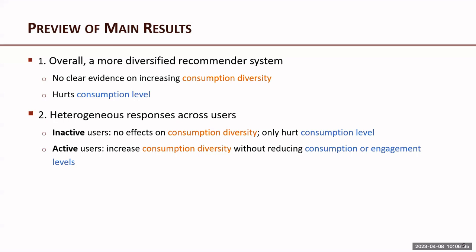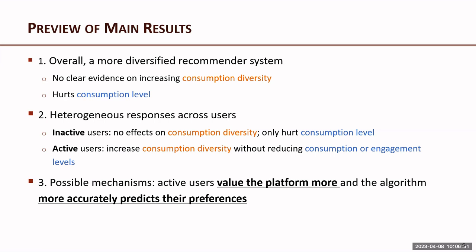For these users, a more diversified recommender algorithm significantly increased their consumption diversity without hurting their consumption or engagement levels. Then we further explore the possible mechanism to explain why these active users can respond positively. And we find that it could be due to, first, these users value the platform's content more. And second, the algorithm can more accurately predict these active users' preferences.